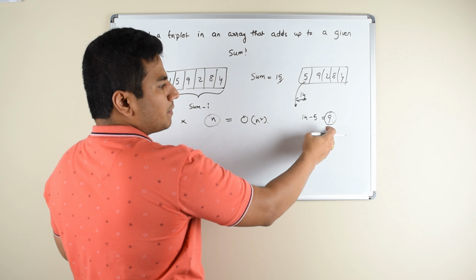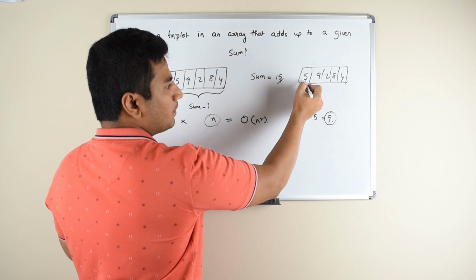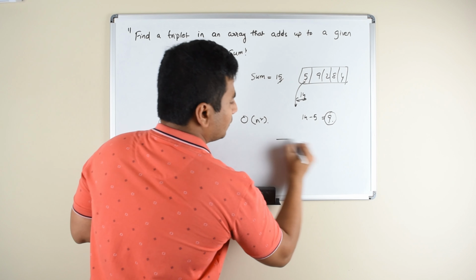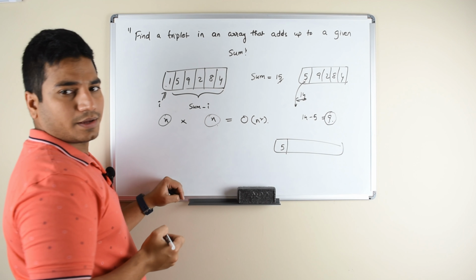If you don't find this complement in the hash set we have created earlier, then what you do is you place this element in the hash set. So you have this hash set, right? So you have the first element 9.